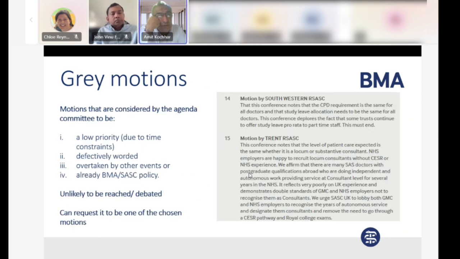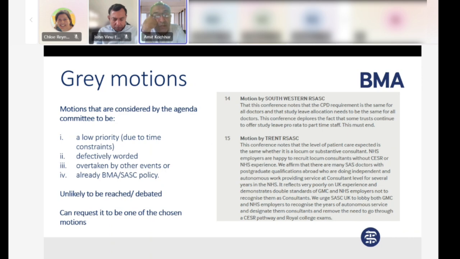Gray motions. If you look at the agenda, there are lots of motions in the white. The agenda committee expects that all the white motions will be debated. The gray motions are grayed either because they're not worded properly or the ask is just not there, or it's a low priority, or something has already happened and the events have overtaken it. Also, sometimes in sections there are 20 motions and we can only debate 5. So we gray the other 15, but you can request it to be a chosen motion.